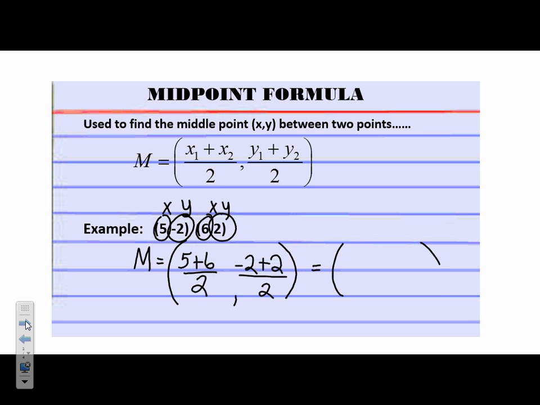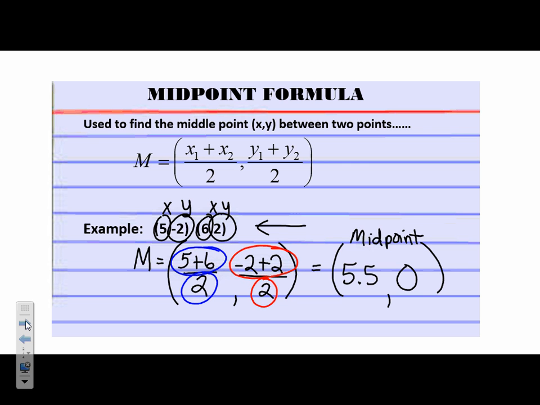So the midpoint would be, let's go ahead and calculate this. What's 5 plus 6? 11. Divided by 2? 5.5. So 5.5. And then on the other side over here, what's -2 plus 2? 0. Divided by 2? It's still 0. So this point, (5.5, 0), x is 5.5, the y is 0, would be the point that's located halfway in between the two original points we were given. So this is the midpoint.